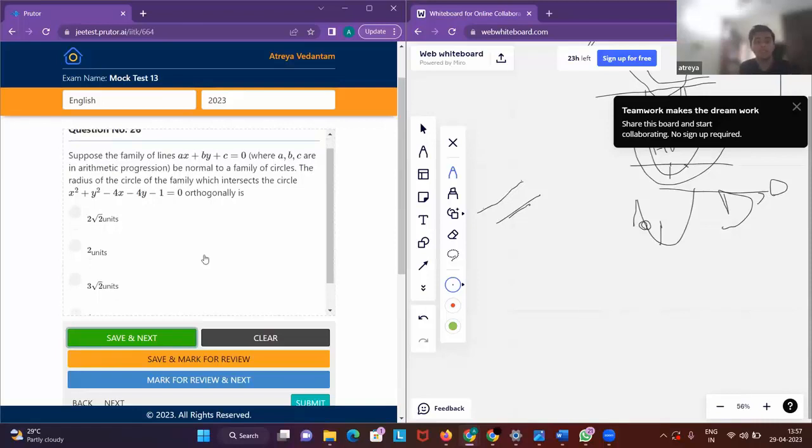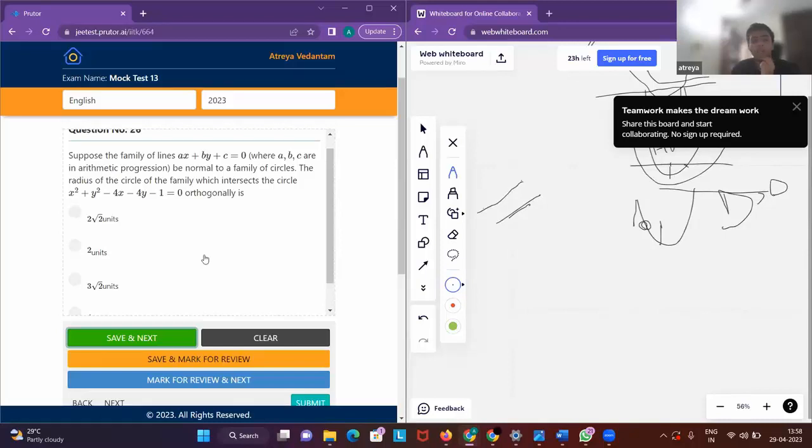Suppose the family of lines be normal to a family of circles. What is the radius of the circle of the family which intersects a circle orthogonally? Okay, so clearly, if you look at the circle, its center is (2, 2), and its radius is 3, right? So the family of lines is normal to the family of circles. If it's normal to the family of circles, clearly the center of the family of lines corresponds to the center of the family of circles. The radius of the circle of the family which intersects the circle orthogonally is what?